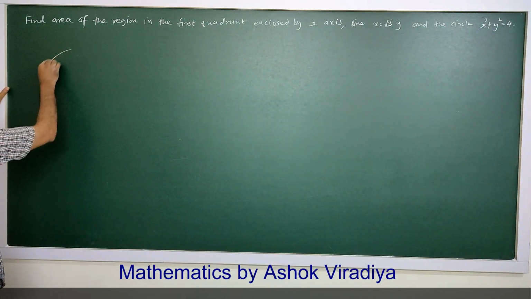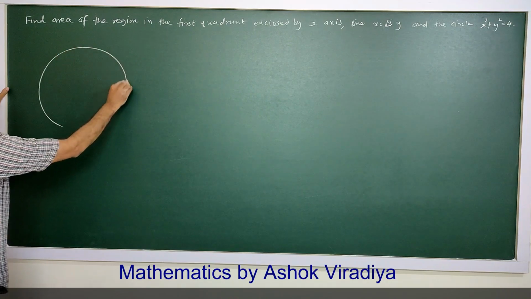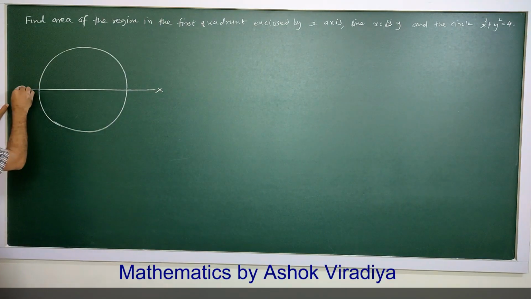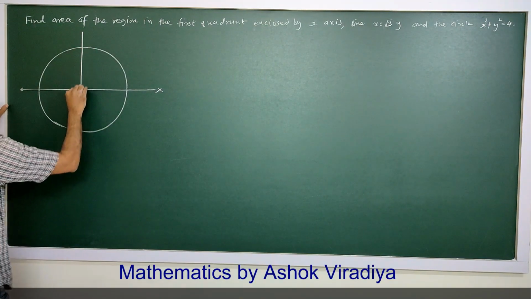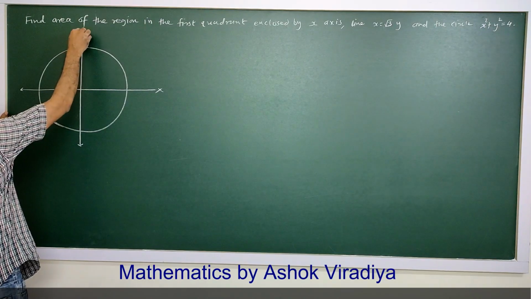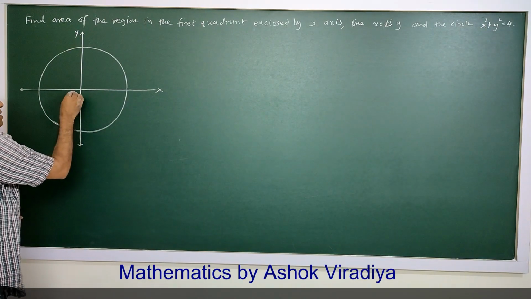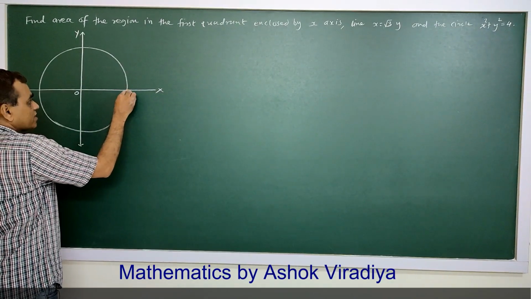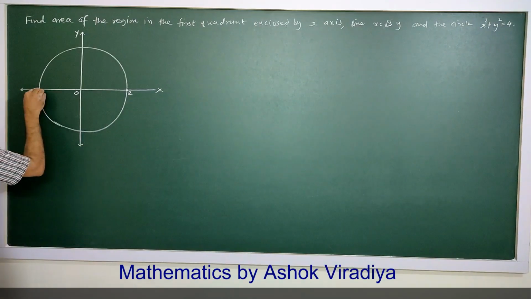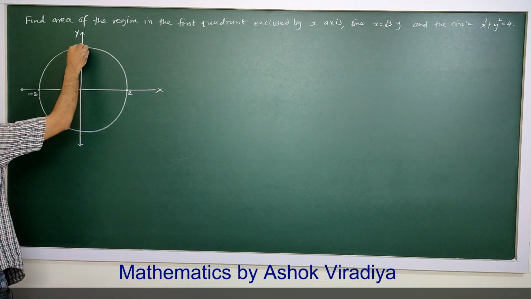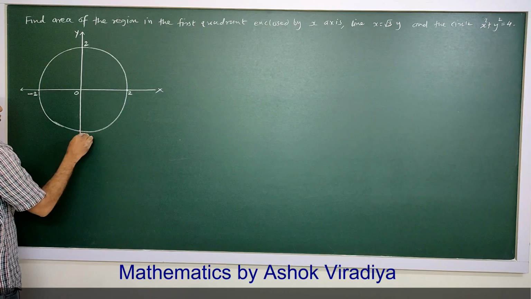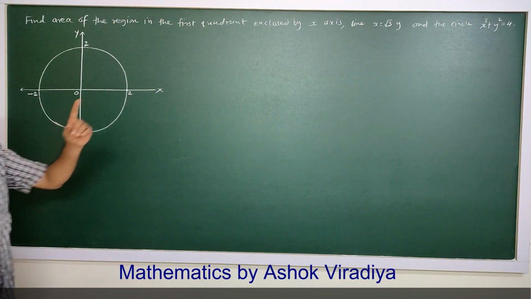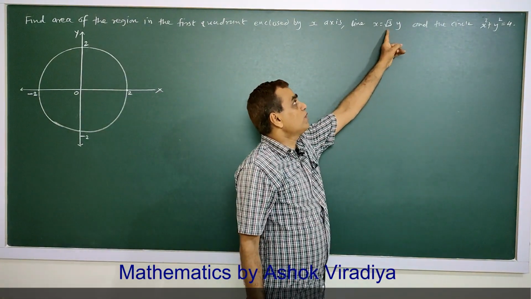Suppose this line is the x-axis, this line is the y-axis, and this is a circle centered at origin whose radius is 2. So these points have coordinates (2, 0), (-2, 0), (0, 2), (0, -2). Now we take a diagram for this line x equal to root 3y.